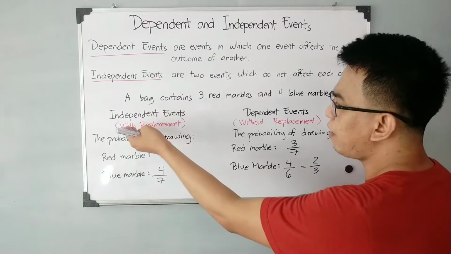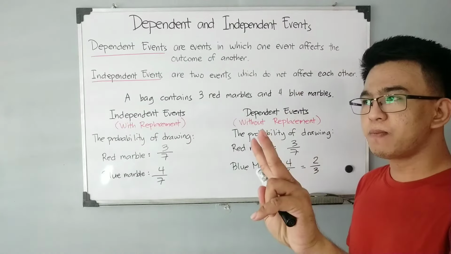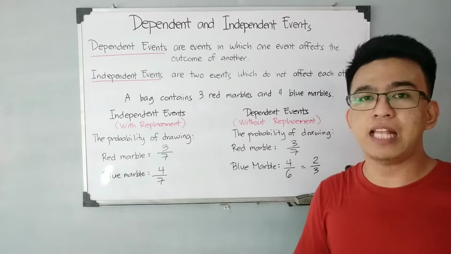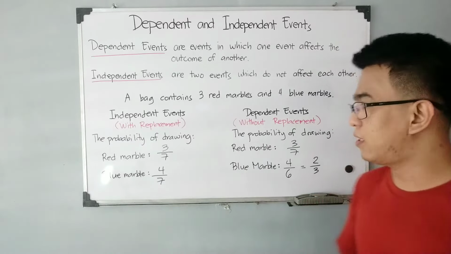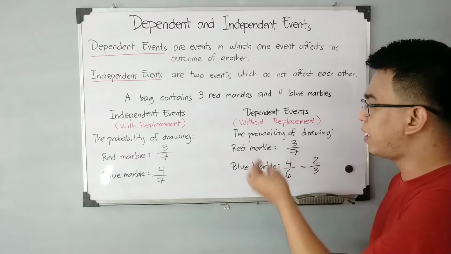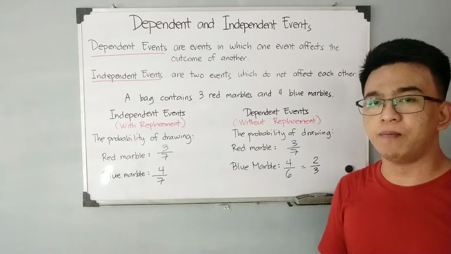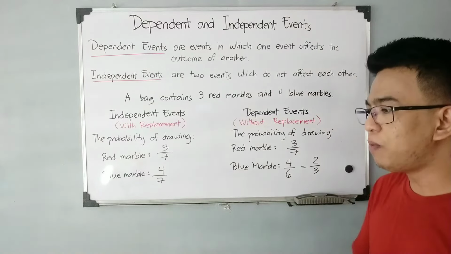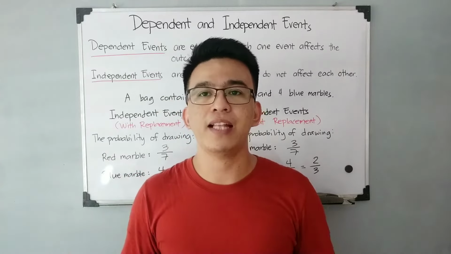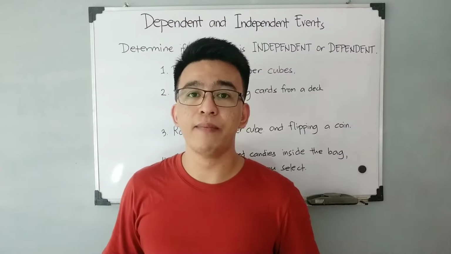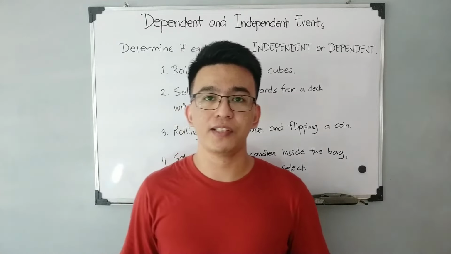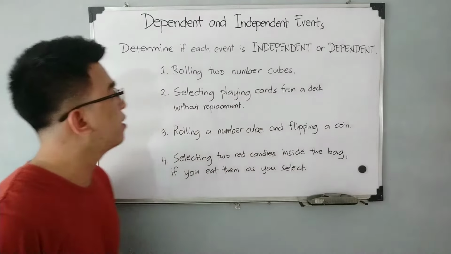So that is the difference between independent and dependent events. In independent events, we have two events, but they do not affect each other, meaning the outcomes of the two different events. In dependent events, it is without replacement, and they affect the outcome of the next event. So I hope you understood our illustration with regards to dependent and independent events. Now, let us answer some activity with regards to independent and dependent events. So, we have here the instruction.